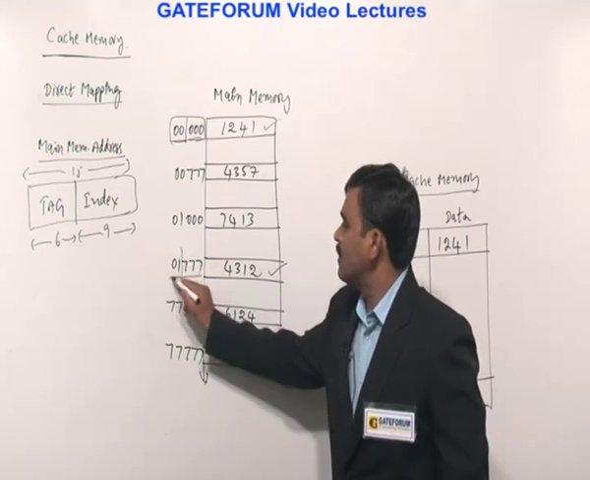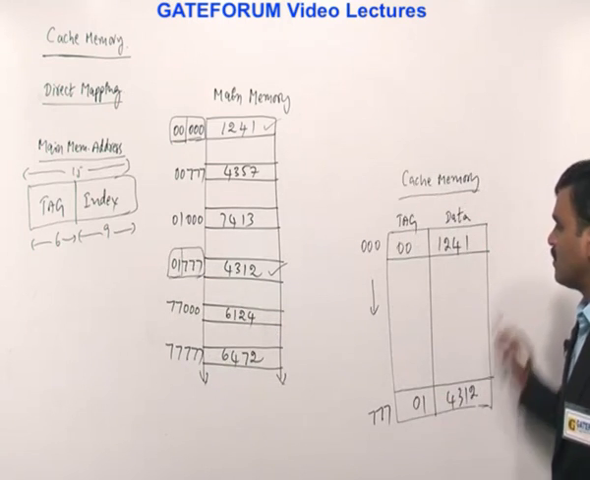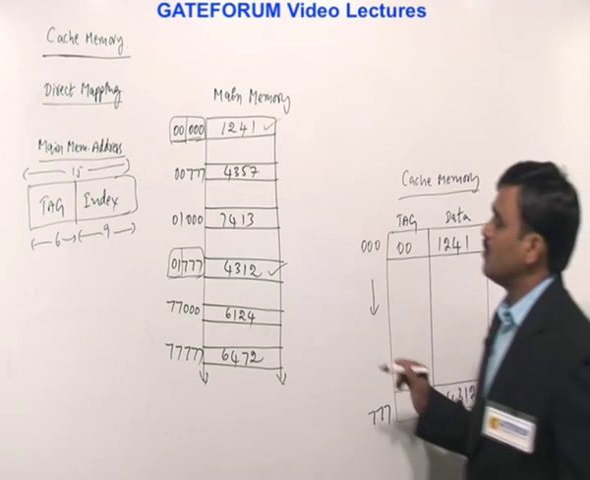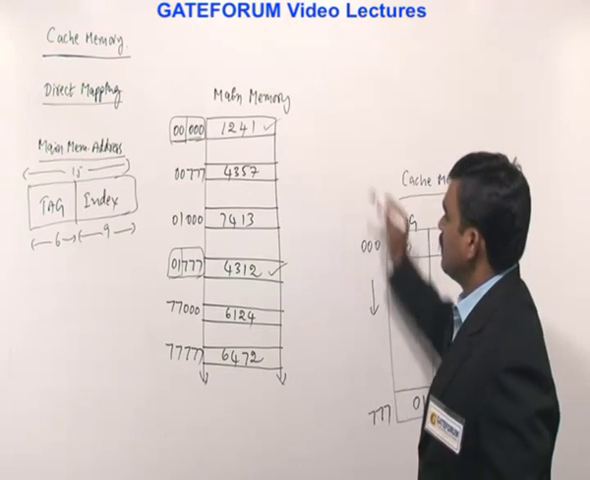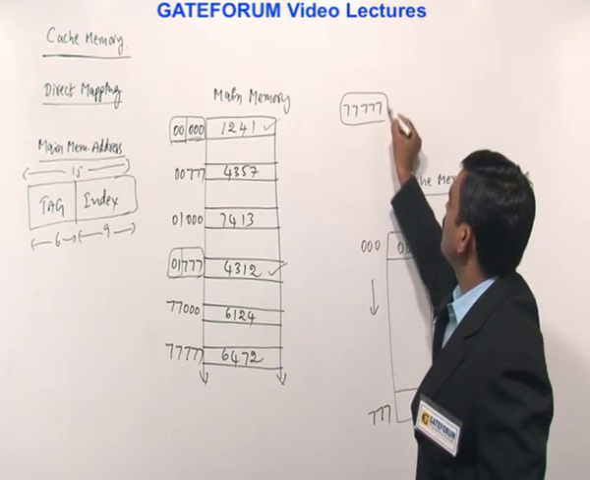Index is 777, the tag value is 01, so the corresponding tag value must be stored. The tag refers to whether this index belongs to the same data tag or not. For instance, let us suppose the address generated by the CPU is something like 77777. So this is a physical memory address.